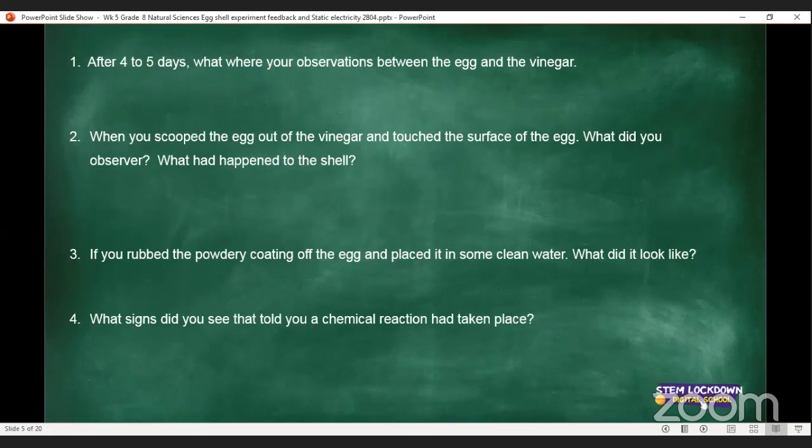Okay, so let's look at the answers. We say after 4 or 5 days, there was a foamy brown layer floating on the vinegar. That means that on top, you would have noticed that a layer formed above the vinegar, and this layer was a foamy brown layer floating on the vinegar. Right. So before I go to the next answer, what do you think this foamy brown layer would have been? Anybody like to answer?